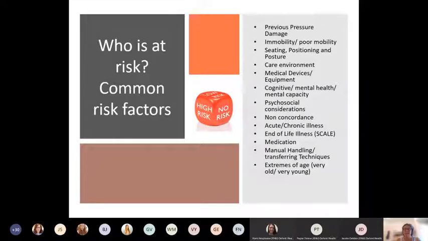So your mental capacity and cognitive state will impact, as will psychosocial factors, concordance issues, any acute and chronic illnesses, and you can see these are really broad. There's a lot of things that will impact this. End of life. Clearly, as your circulation starts to shut down, your tissues are less perfused, and that puts you at higher risk. Some medications like steroids put you at higher risk. They're thinning the skin. Manual handling techniques, how people are transferred, and the extremes of age, so very young and very old. So there's a huge amount, and an awful lot of different assessment tools out there that will be helping you gather some information.